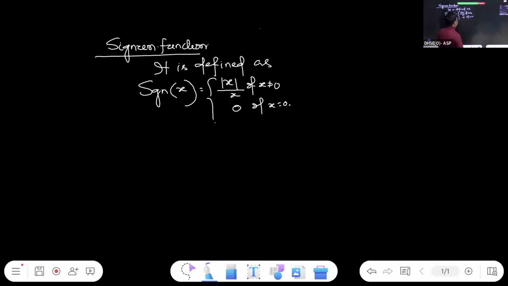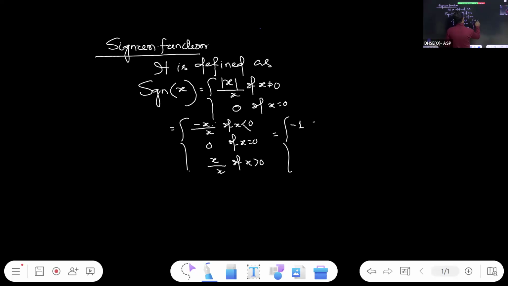If x is greater than 0, mod x is equal to x. If x is less than 0, mod x is negative x. So we can redefine the function as minus x upon x if x is less than 0, 0 if x is equal to 0, and x upon x if x is greater than 0. So this is equal to minus 1 if x is less than 0, 0 if x is equal to 0, and 1 if x is greater than 0. This is called the signum function.